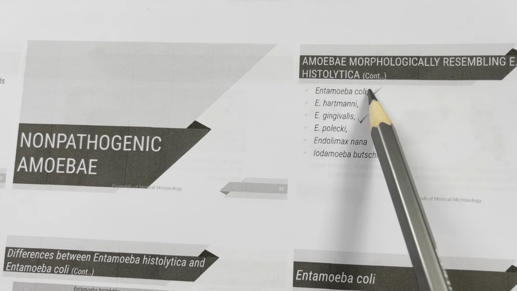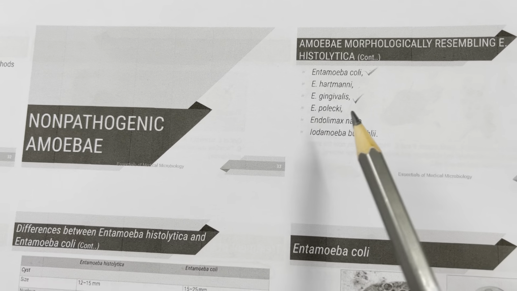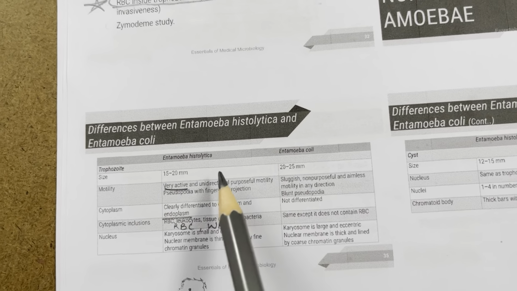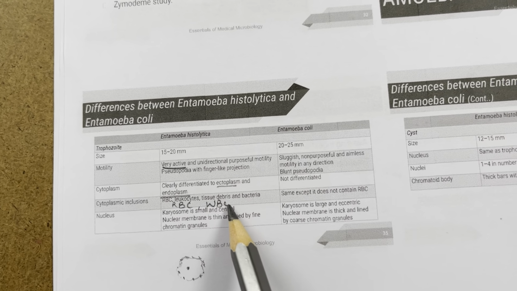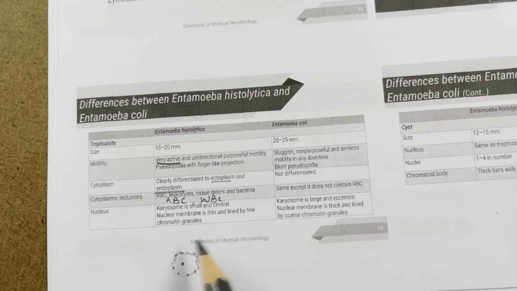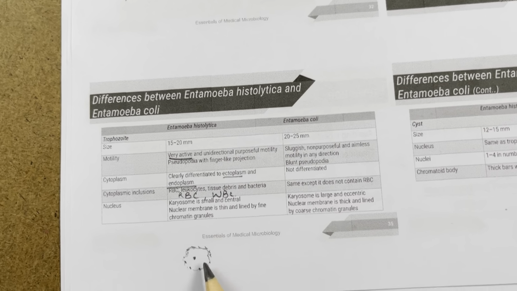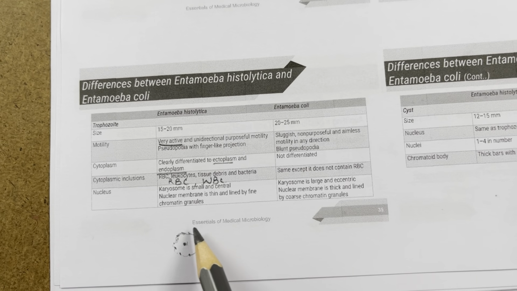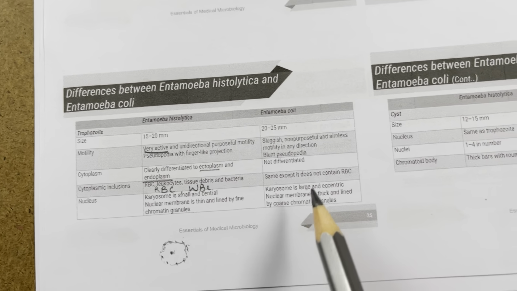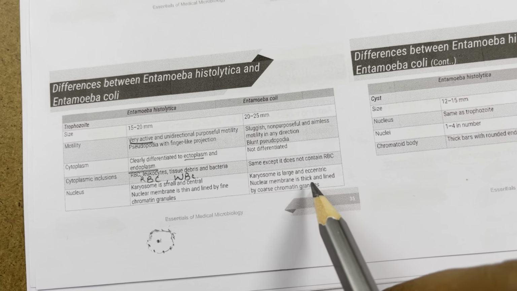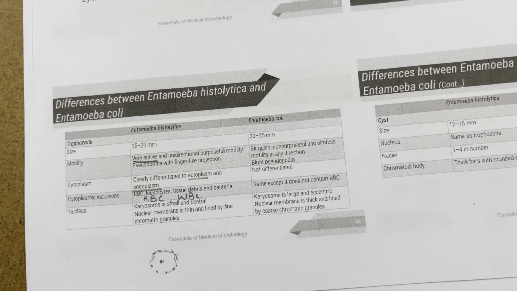Non-pathogenic amoeba, the prototypic example is Entamoeba coli. You also have Entamoeba gingivalis. So what are the differences between histolytica and coli? In histolytica you have RBCs and WBCs, and in the trophozoites the cytoplasm is clearly differentiated into ectoplasm and endoplasm. And also the nucleus, you have a central small point-like karyosome surrounded by a nuclear membrane which has fine chromatin granules. But in coli you have a large and eccentric karyosome and coarse chromatin granules are present.